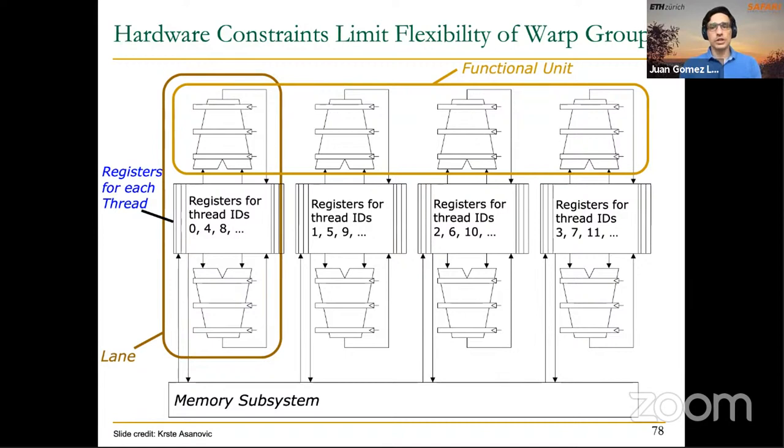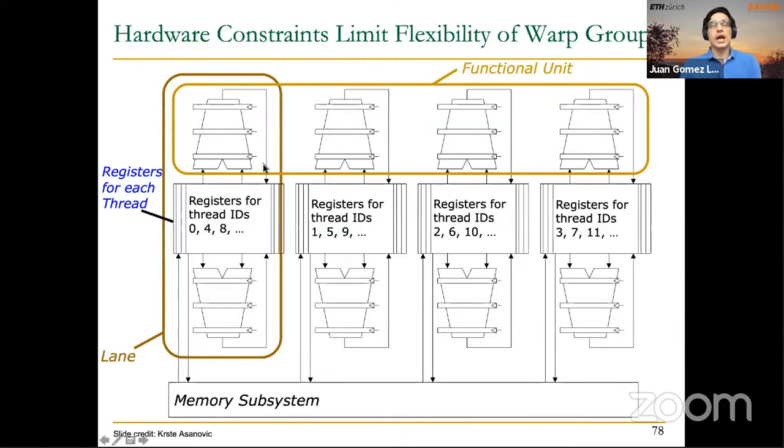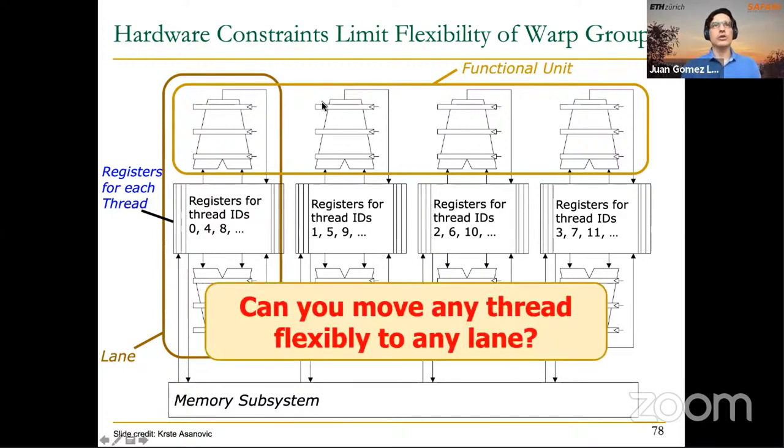Why can't we do this merging? There is one example here. For this piece of code B, this blue thread and this red thread overlap, so we cannot merge the two warps completely. Why do we have this problem? It's because we cannot so easily move one thread from here to another lane. In principle, inside the GPU core, the threads are statically assigned to the lanes. So it's not that easy to move threads flexibly across lanes.